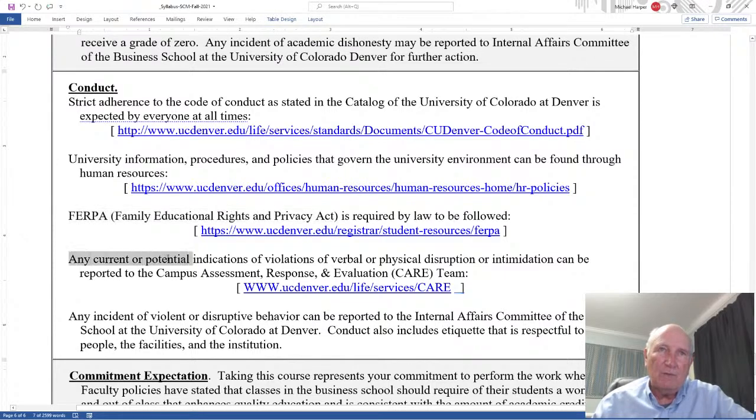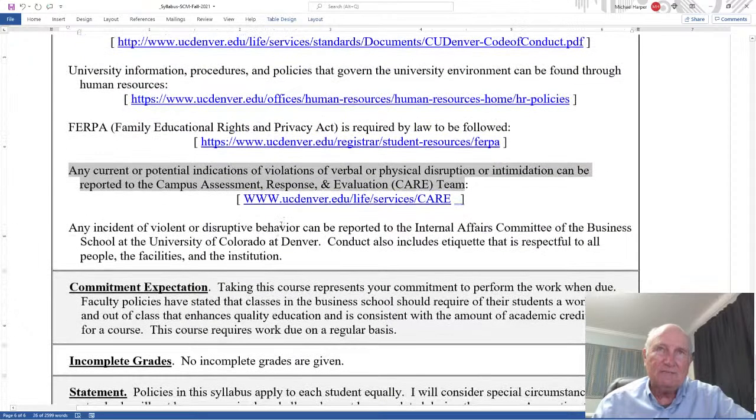Any current or potential indications of violations of verbal or physical disruption or intimidations can be reported to the CARE team, Campus Assessment, Response, and Evaluation Team. Now, this CARE team, if there's an obvious problem, report it, and they're going to come in and assess it. If there's a potential problem that you feel uncomfortable about, you can report it. They'll help you or they'll help other people. Or if you just have a pattern that's happening, conversations that are not good conversations that could escalate. So they're just going to assess these things.